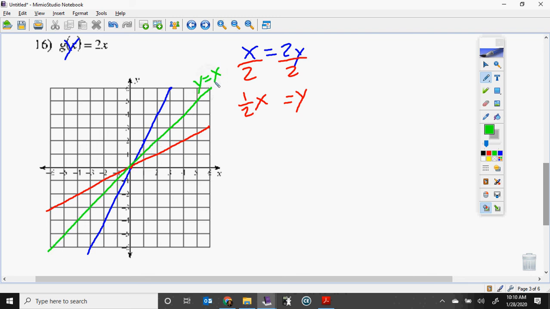y equals x. Alright. For this one, I graphed this one on the board by hand. The other two, you're probably going to want to use your calculator to graph those. Alright. Good luck, and I will see y'all when I come back.